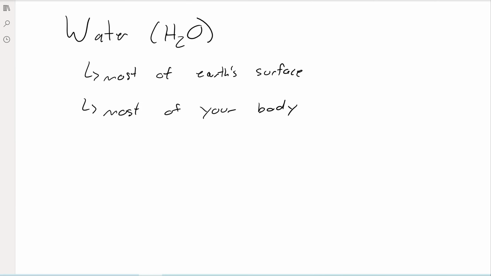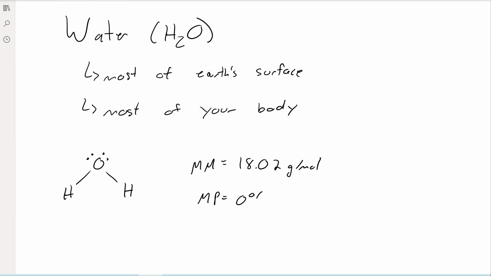Right, we're mostly water. Remember that water adopts a bent structure: oxygen, 2 hydrogens, 2 lone pairs. It's a very polar molecule that has very strong intermolecular forces because it has hydrogen bonding, right? It has a molar mass of 18.02 grams per mole. It has a melting point of 0 degrees Celsius, a boiling point of 100 degrees Celsius, right? Water is so important that the Celsius temperature scale is based off of water.